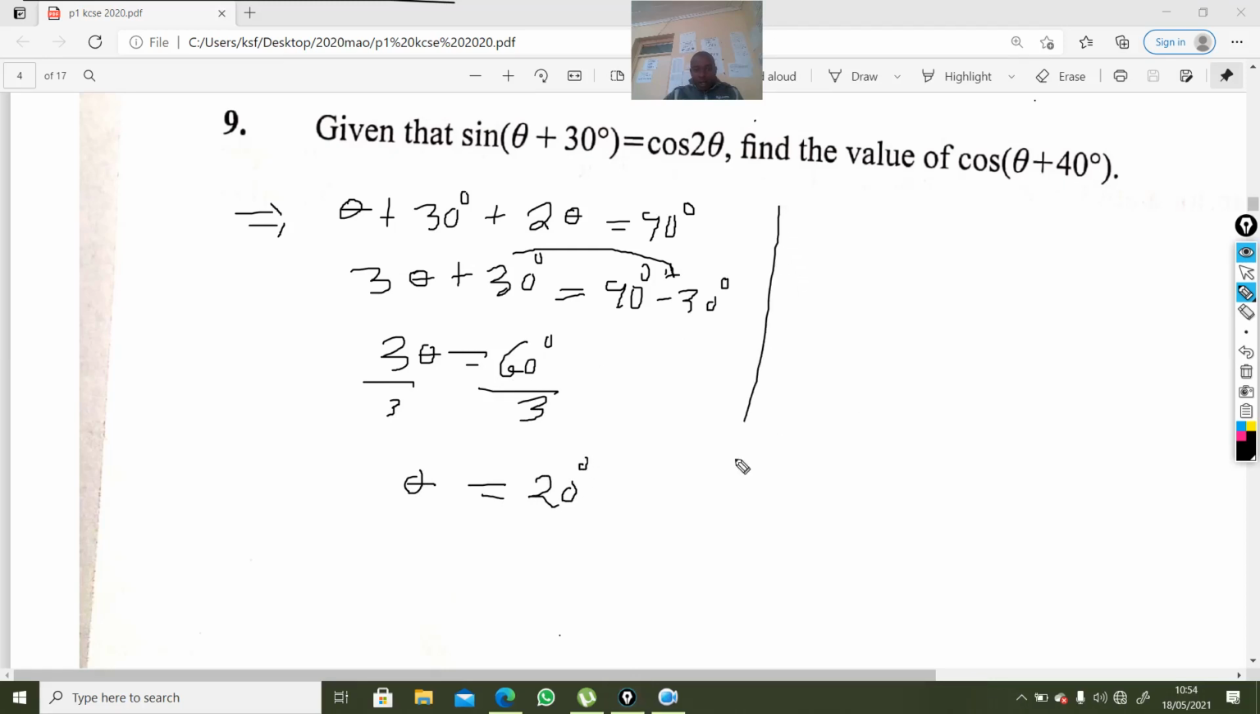But that's not what I'm asking. I'm asking to find the cos of theta plus 40. So cos of theta plus 40 is the same as cos of 20 plus 40.